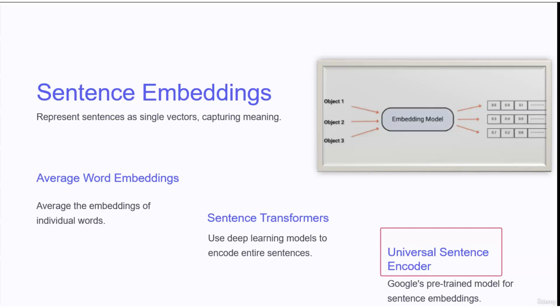Developed by Google, the Universal Sentence Encoder is a pre-trained model that provides robust sentence embeddings for various NLP tasks. For example, it can be used to embed a customer review and determine whether the sentence is positive or negative based on the encoded vector.